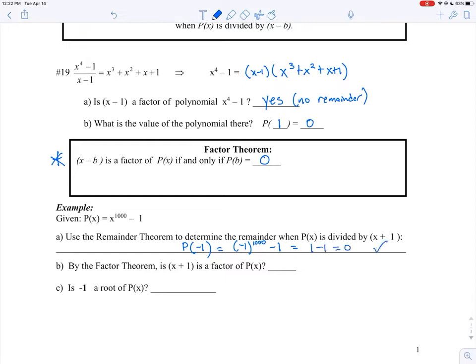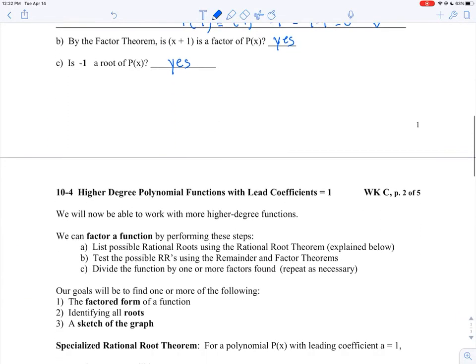So that means that when we're checking with our factor theorem, is x plus 1 a factor? The answer to that would be yes. Any of our factors are our roots. So is it a root? That would be yes. So this is a huge thing. The question is, how do we know which numbers to check? That's where we need to kind of turn the page here.